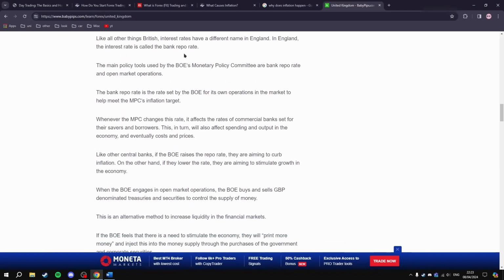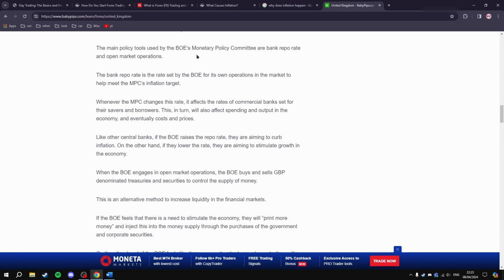Like all other things British, interest rates have a different name in England. In England, the interest rate is called the bank repo rate. The main policy tools used by the Bank of England's Monetary Policy Committee are bank repo rates and open market operations.